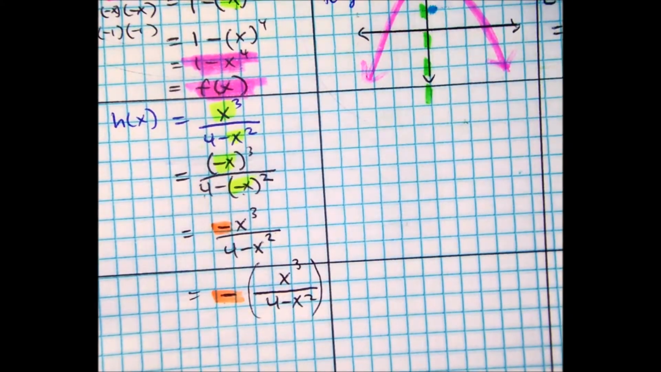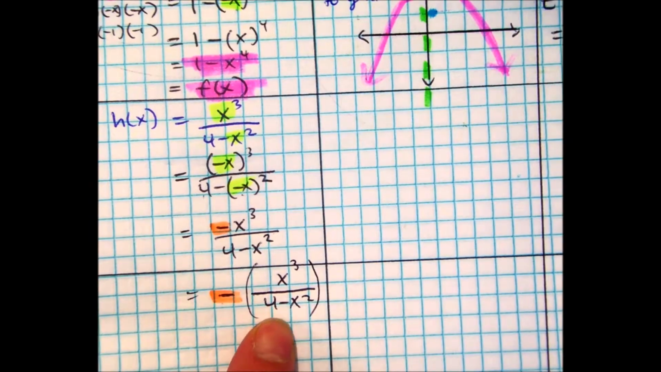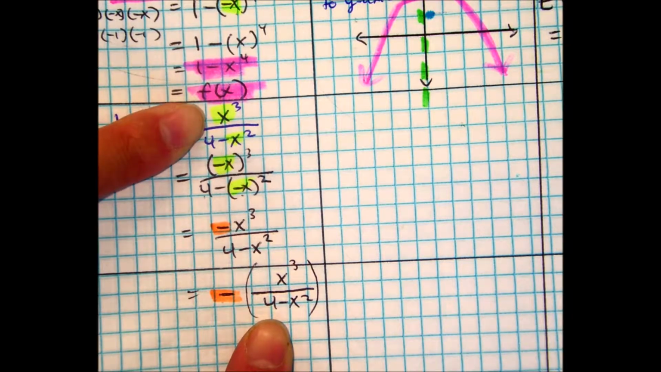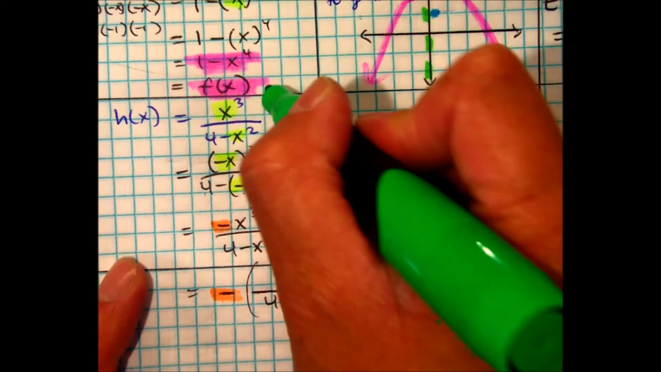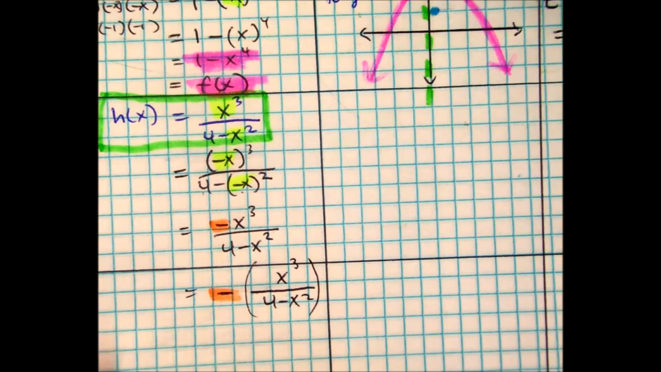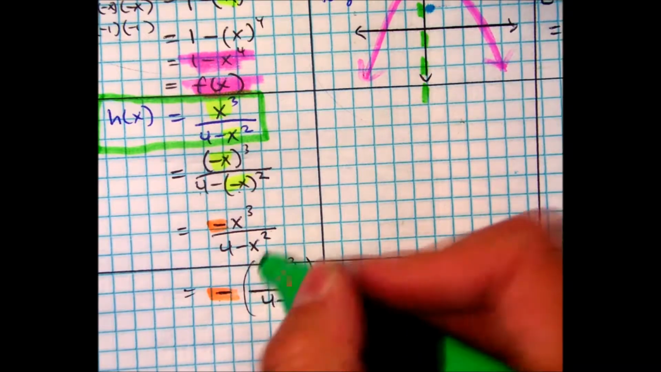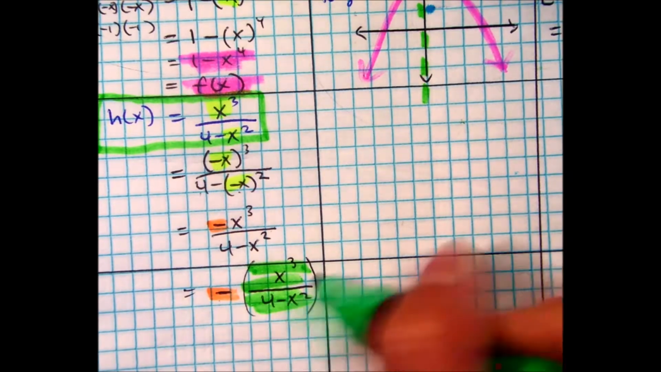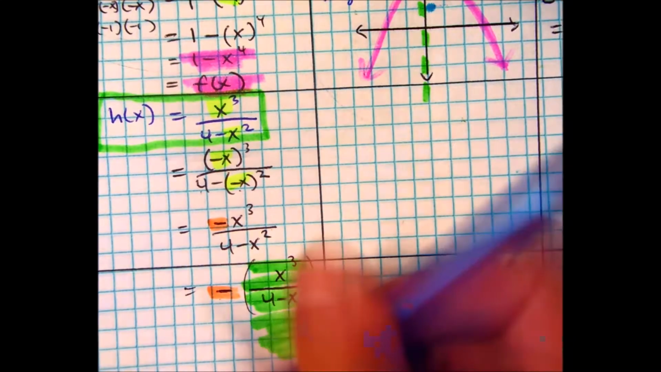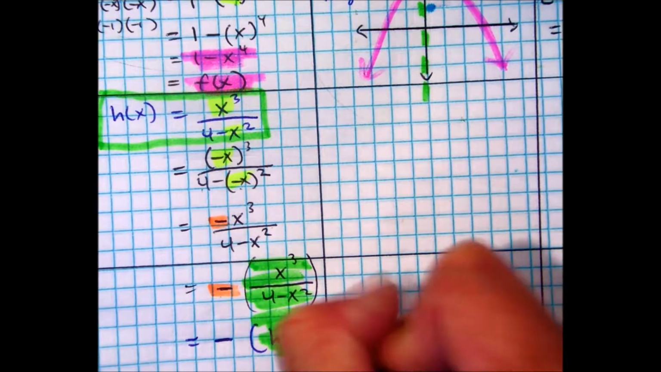Class, do you see that somewhere? Is that equal to the original problem? Yeah. Every time you see x to the third over 4 minus x squared, what are you going to write? You're going to write h of x. So I'm going to write x to the third over 4 minus x squared is equal to the opposite of h of x.